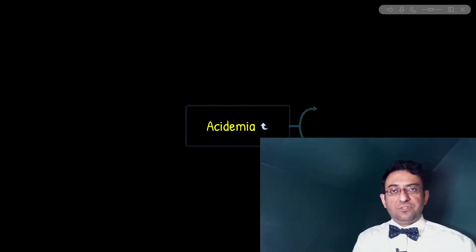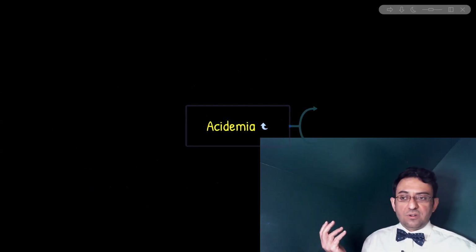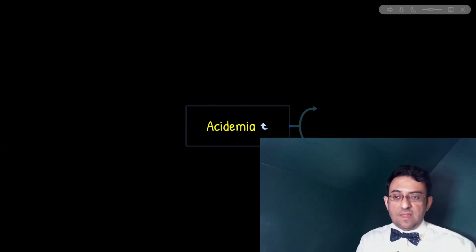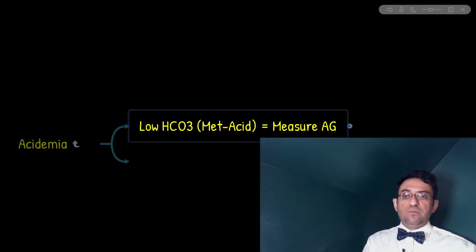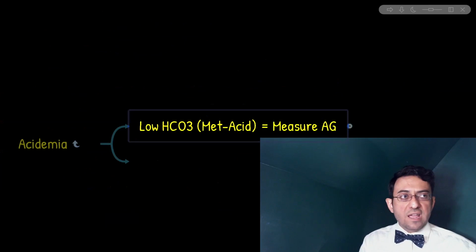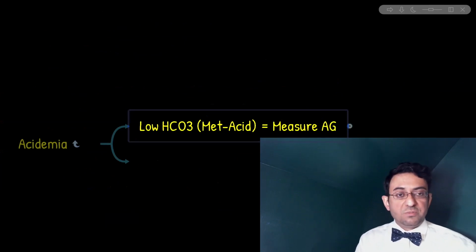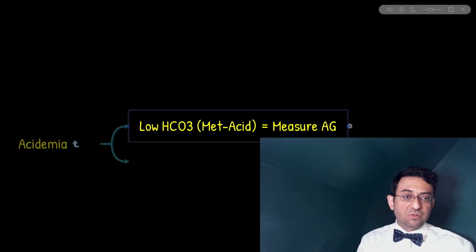So talking about acidemia, what are the two types? One is either respiratory or metabolic. Now, how do we differentiate them? If we have low bicarbonate, we have metabolic acidosis. If we have high PaCO2, that's CO2 greater than 45 millimeters mercury, that is respiratory acidosis. In respiratory acidosis, we have high bicarbonate compensation. In metabolic acidosis, we have a reduced PaCO2 as the compensation.